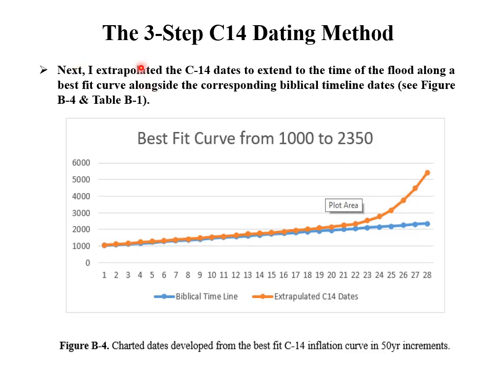And then I extrapolated the C14 dates to extend to the time of the flood along the best fit curve alongside the corresponding biblical timeline dates. Okay, so the blue represents the biblical timeline, and the extrapolated C14 dates are the orange. And as you can see, once we get past a certain point around 1800 BC, just like it was predicted in the B&H theory, it starts getting exponentially out of whack here. Okay, so anything before 1800 BC is not reliable. There's no calculable way. I mean, we can get some rough qualitative, but nothing quantitative. Okay, but it definitely can help us do some qualitative adjustments.